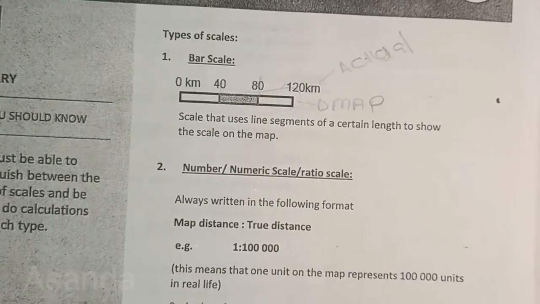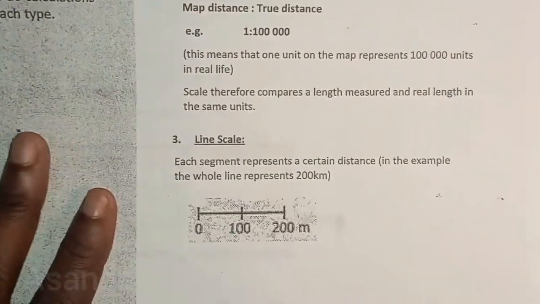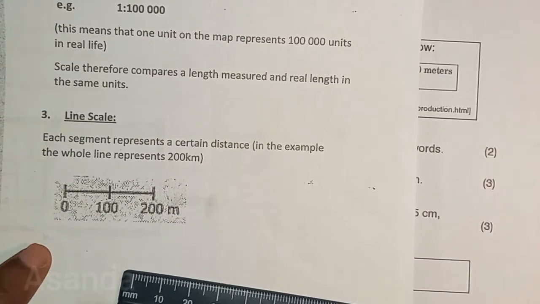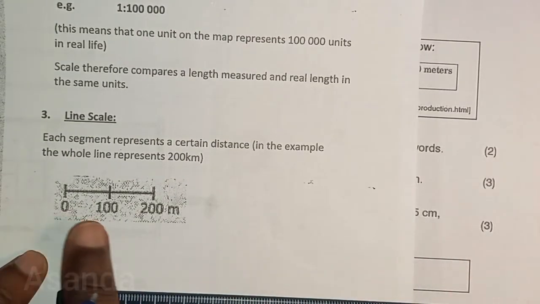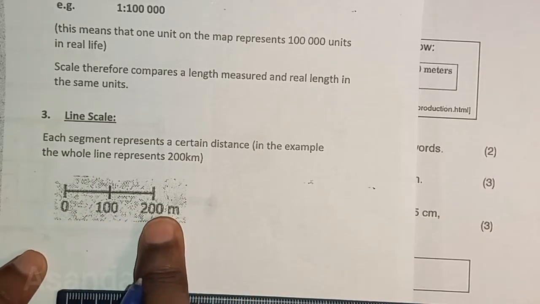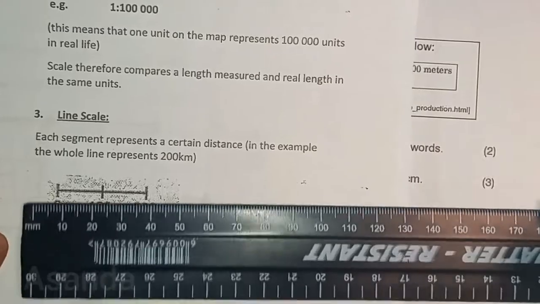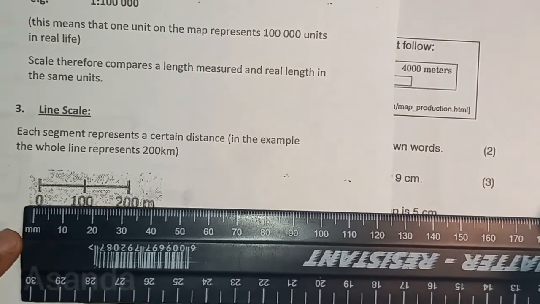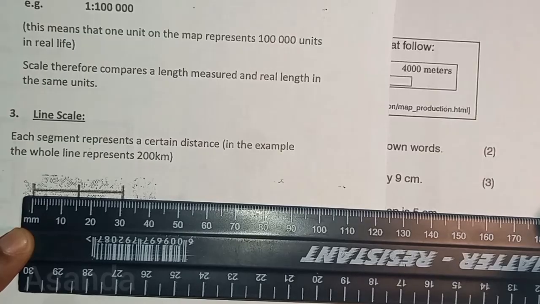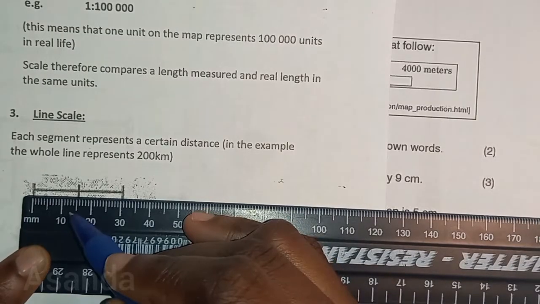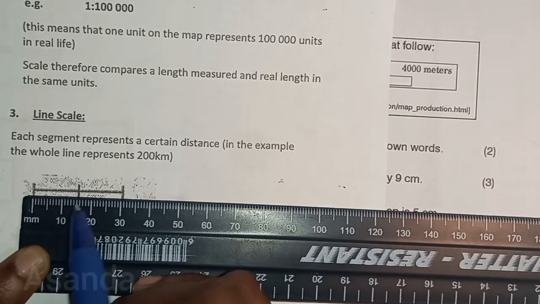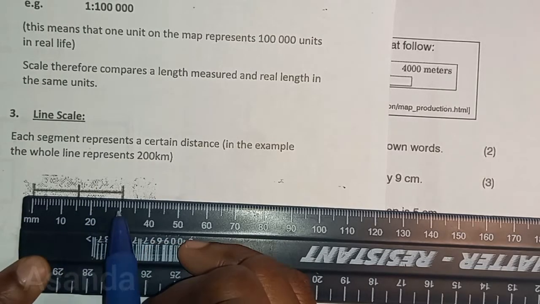Okay, let's go with the line scale. There's our line scale here. So let's repeat again. So 0 to 100, and I read the unit of measurement there is meters, and then the 0 to 200. So my line, I can measure any of the two, and I'll get my scale. So here it says 15 millimeters.